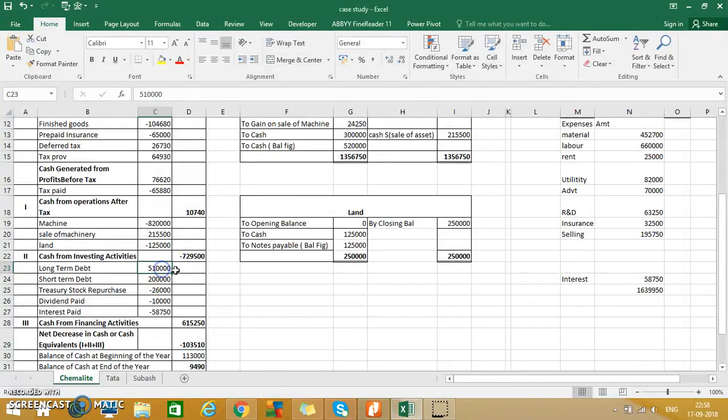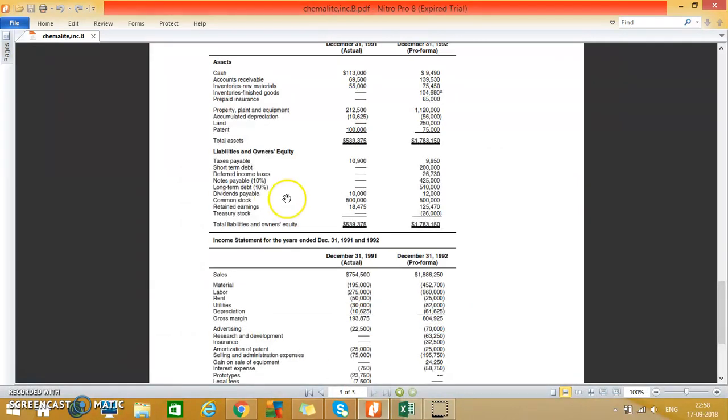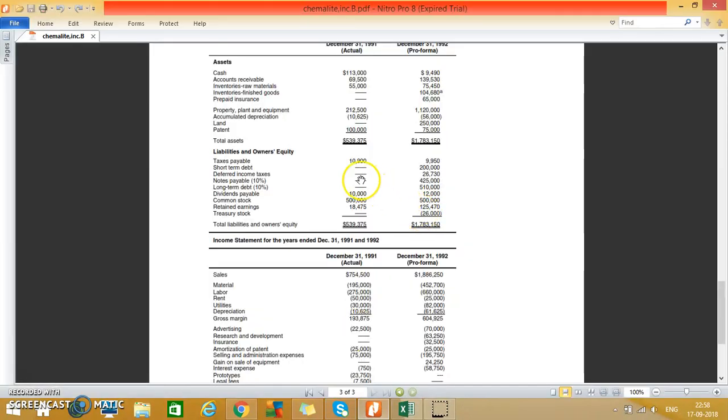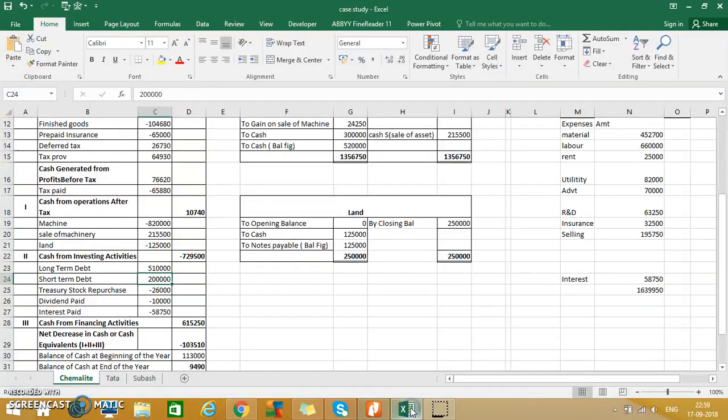So the long-term debt, if at all you look at the long-term debt, what's the long-term debt here? Earlier it was nil, and right now it is 5,10,000. That is a debt of 5,10,000 has been raised. So there is a cash inflow because of the loan that you have taken. Similarly, the short-term debt, what was the short-term debt here? It was nil earlier. Now it is 2 lakhs that you have raised the short-term loan of 2 lakhs. There's an inflow of cash here to the extent of 2 lakhs.